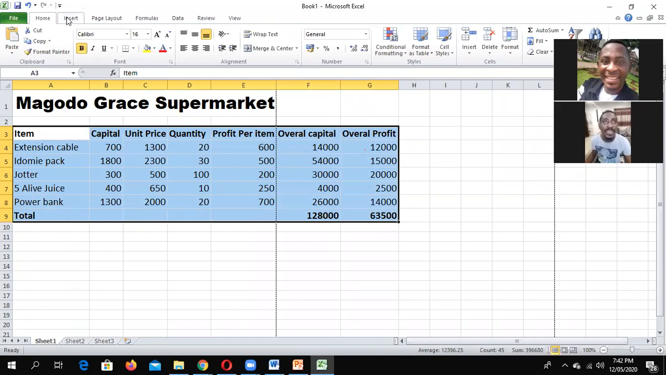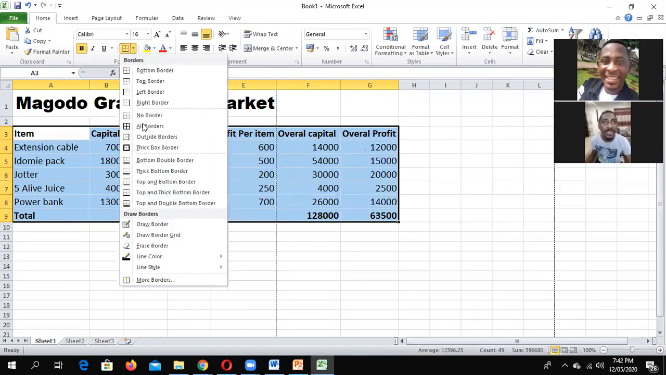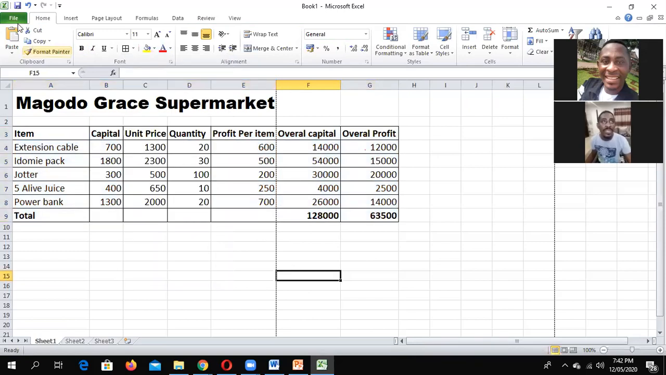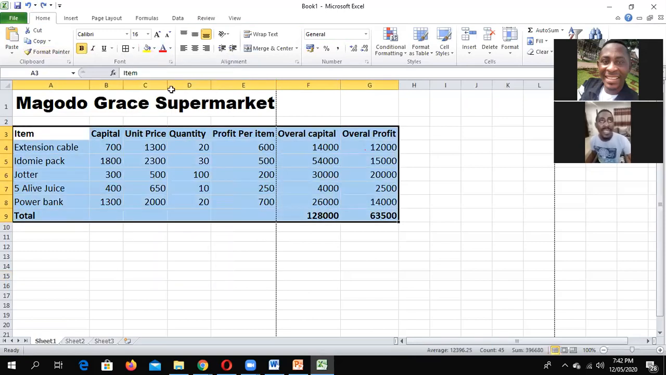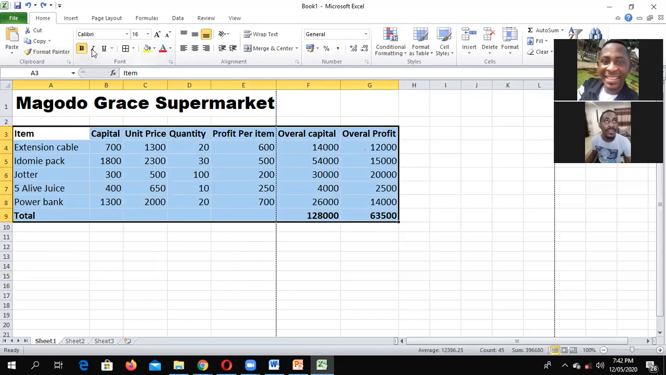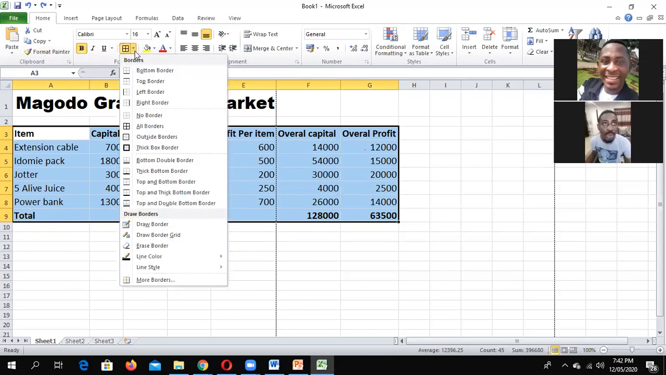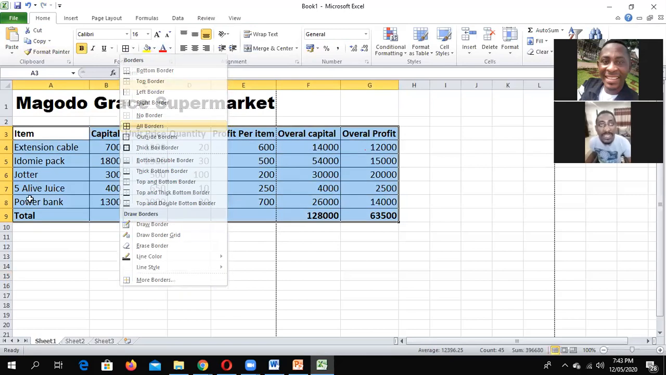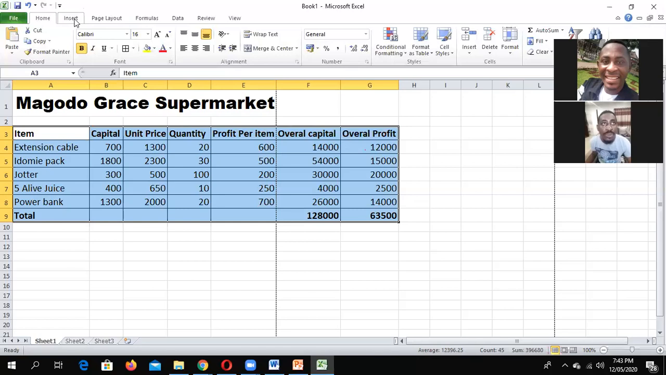So you go to insert, or better still, here at this border part you can see table, add table. Don't forget that where you have the font, italics and all that, you would also see borders. So when you go to borders, you just go down and select all borders, and then the table will be added to your work.